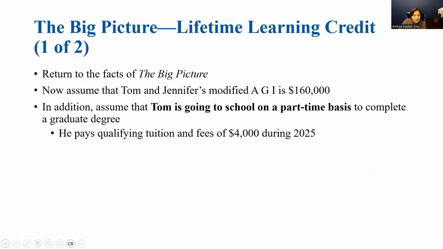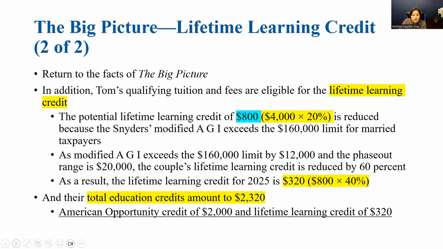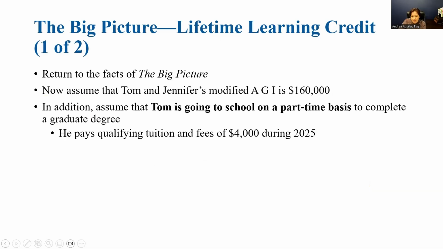Now let's look at this example. Now assume that Tom and Jennifer's modified adjusted gross income is $160,000. In addition, assume that Tom is going to school on a part-time basis to complete a graduate degree. So he pays qualifying tuition and fees of $4,000 during 2025. Okay, so Tom is going to school. Tom's qualifying tuition and fees are eligible for the lifetime learning credit. You know why they are not eligible for the American Opportunity Tax Credit, right? Because he's completing a graduate degree. This is not post-secondary education.